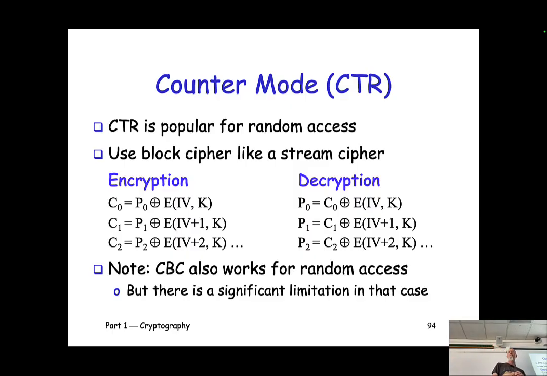I don't want to say exactly what it is because it's a homework question and I want you to think about it, okay? But think about it. Okay, there is a reason that this has a significant advantage over CBC mode for random access. Think about what that might be.